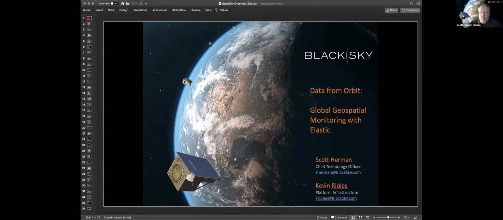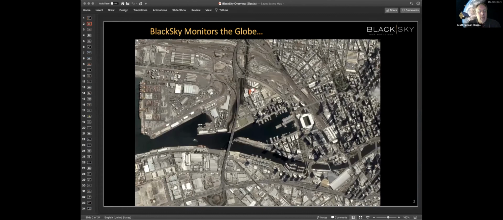So as I mentioned, BlackSky is a global monitoring company. And we monitor the globe through what's called remote sensing. Remote sensing can be satellites, it can be aerial sensors, it can be environmental sensors or ground sensors, anything where you're basically standing off from the thing that you're monitoring. You're not directly instrumenting it, you're viewing it from afar and trying to assess what's going on.